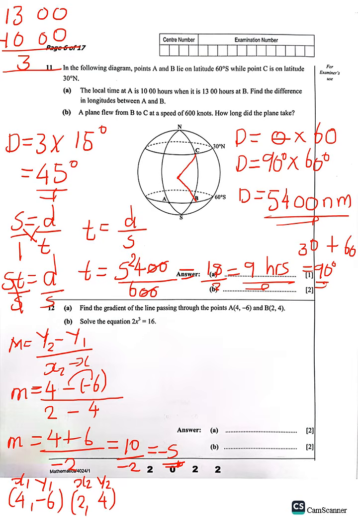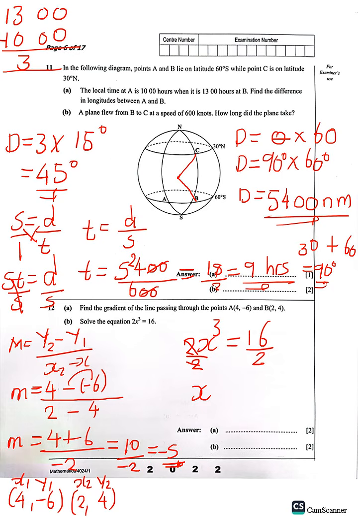Then B, solve the equation. 2x raised to the power 3 is equal to 16. So we are trying to solve the equation. We want to find the value of x. The first step is let's divide both sides by 2.